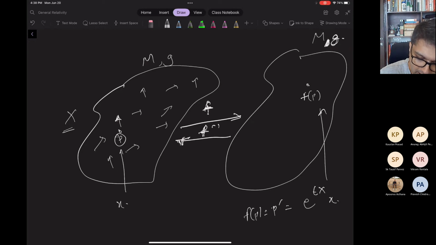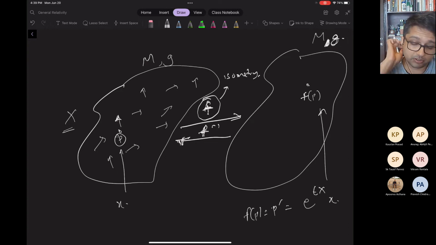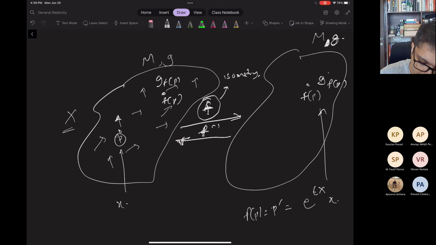And now the point is that if we want this f to be an isometry, that is, we want it to preserve the metric, which means that the pullback... So if I have the metric G of f(p), so if this point was f of p, and this metric here was G of f(p). When I pull this metric back to this point, I should get back the original G of p. If I don't, then this map f is not an isometry. If I do, then this map f is an isometry.